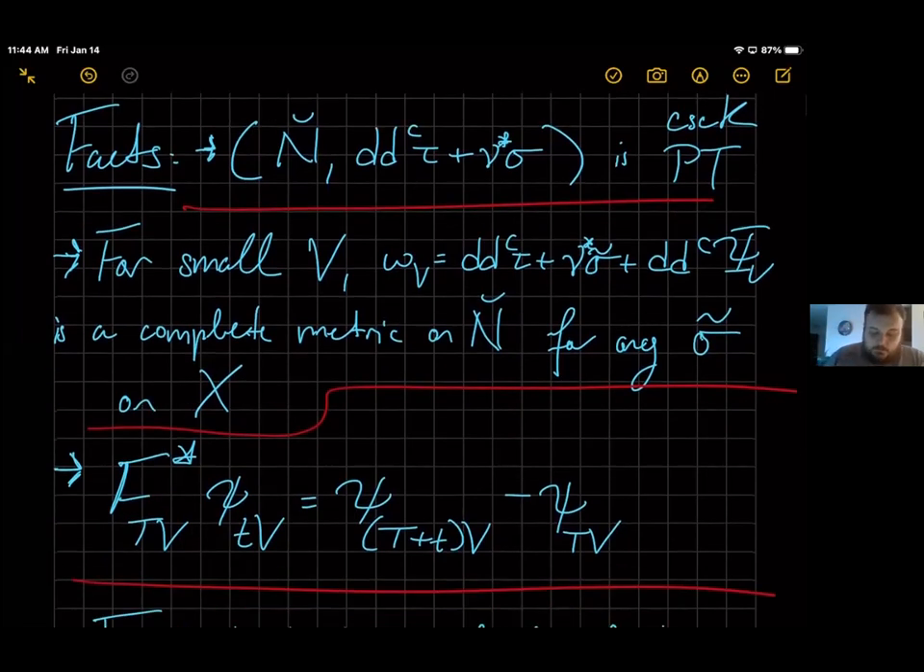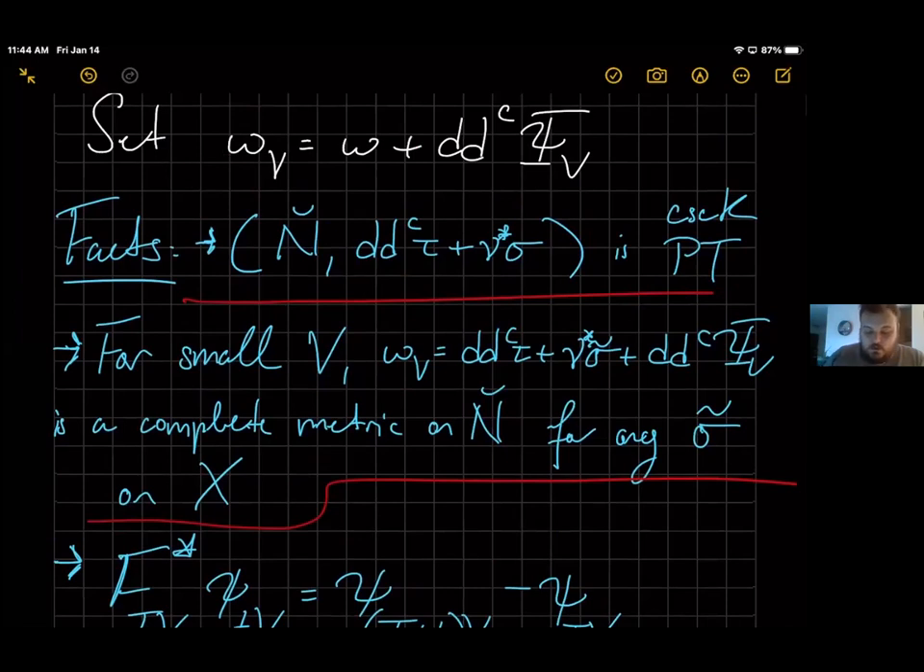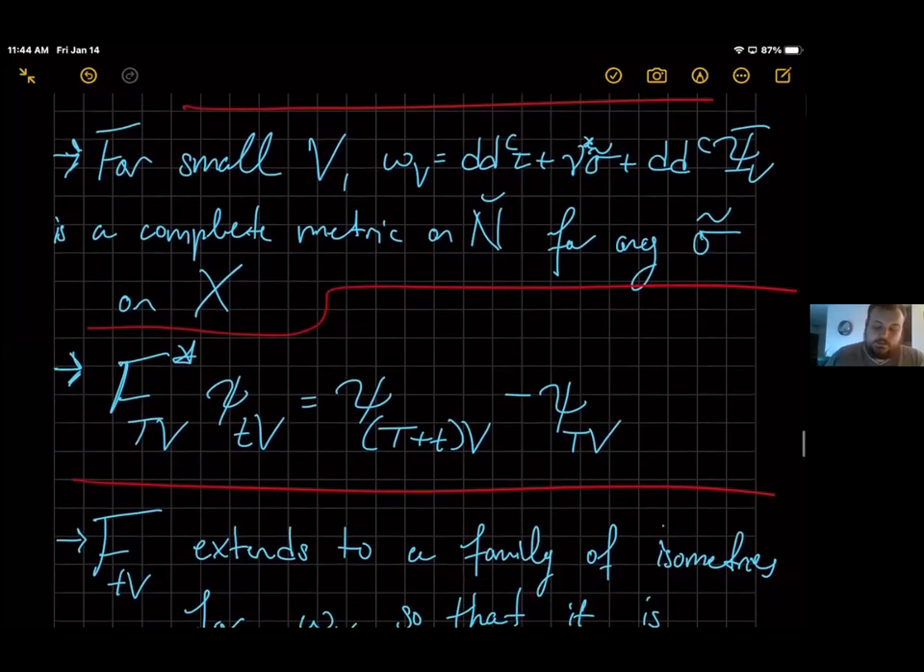And if V is very large, then perhaps this (1,1)-form is actually not positive definite. But you can show that as long as V is small, then this form omega sub V is a symplectic form, so it defines a Kähler metric on Im Brev, and it's actually a complete metric going towards infinity, towards the divisor, and then also towards the boundary. It's complete.